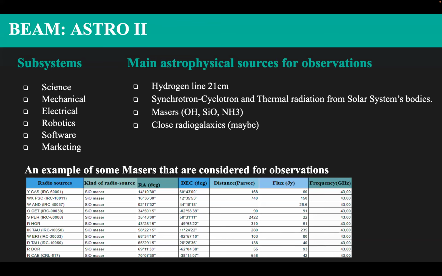And here you can see some sources that the science subsystem is trying to find right now. We have the hydrogen line at 21 centimeters. This is the main source that we're aiming for. Synchrotron thermal radiation from solar system bodies like the Moon, Jupiter, Venus. And of course, we have some masers and close galaxies if it's possible. Actually, these two sources are a little bit questionable. But here, you can see an example of some masers that are considered for observation if we were able to reach 50 gigahertz.